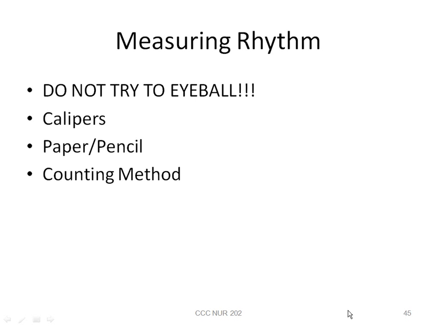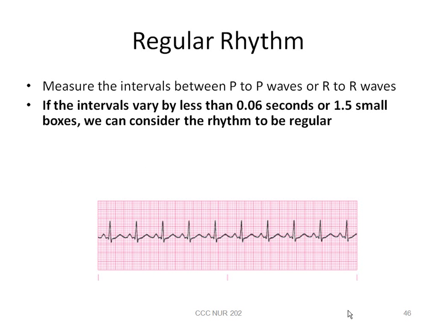Now, that counting method gets rather tedious as you're trying to count the number of little bitty blocks, those small blocks between each QRS complex. Not what I recommend, okay? For you guys, this paper and pencil is going to be the easiest way to look for the rhythm of the strip, okay?